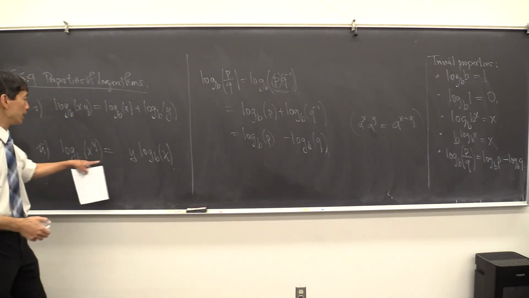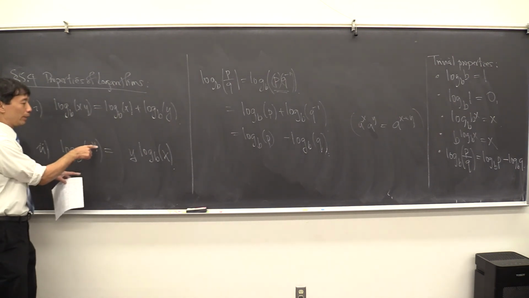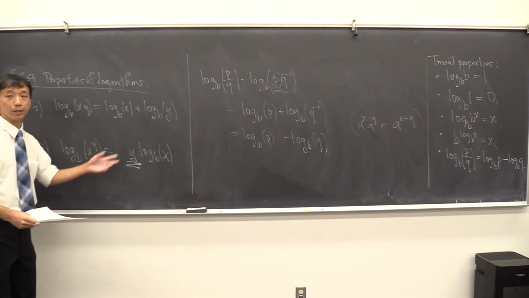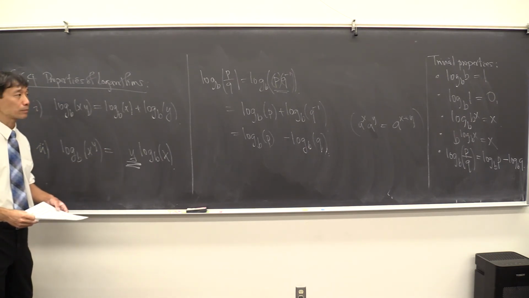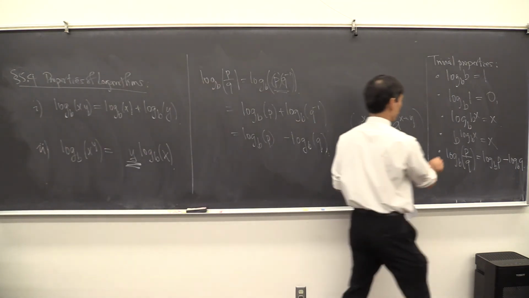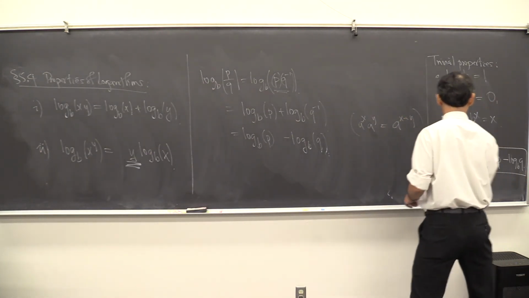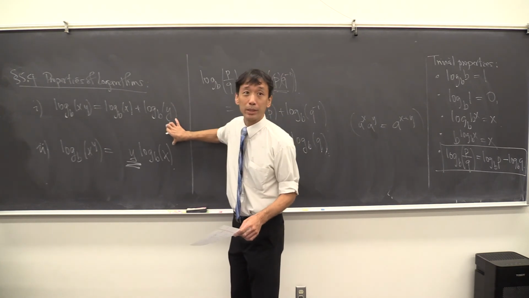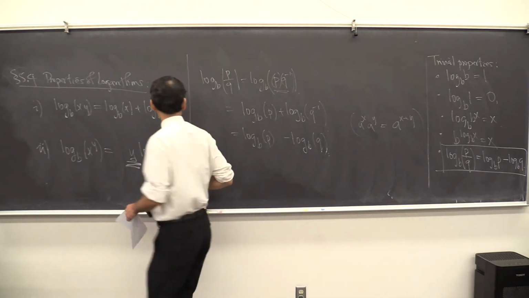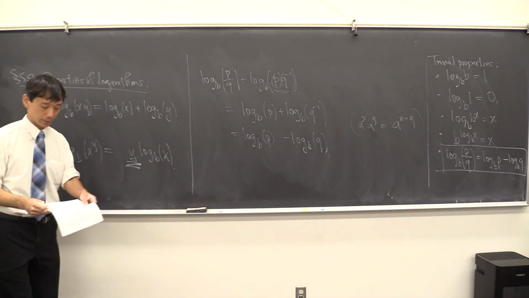Right? That's this thing here. If you have log of something to a power, you can pull that power out and make it a factor. Okay. So this property is just a consequence of these two properties. As long as you keep these two properties in mind, all those other things are just consequences.